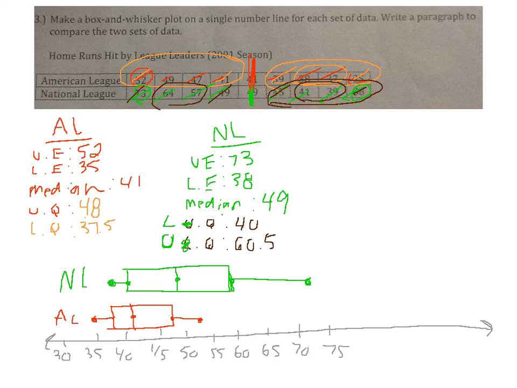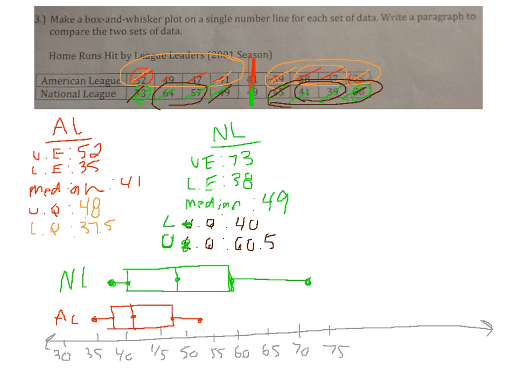Now, if we were going to write a paragraph, some things you might want to include, you might say like the National League has a higher upper extreme than the American League. The American League has a lower extreme than the National League. The median of the American League is lower than the median of the National League.